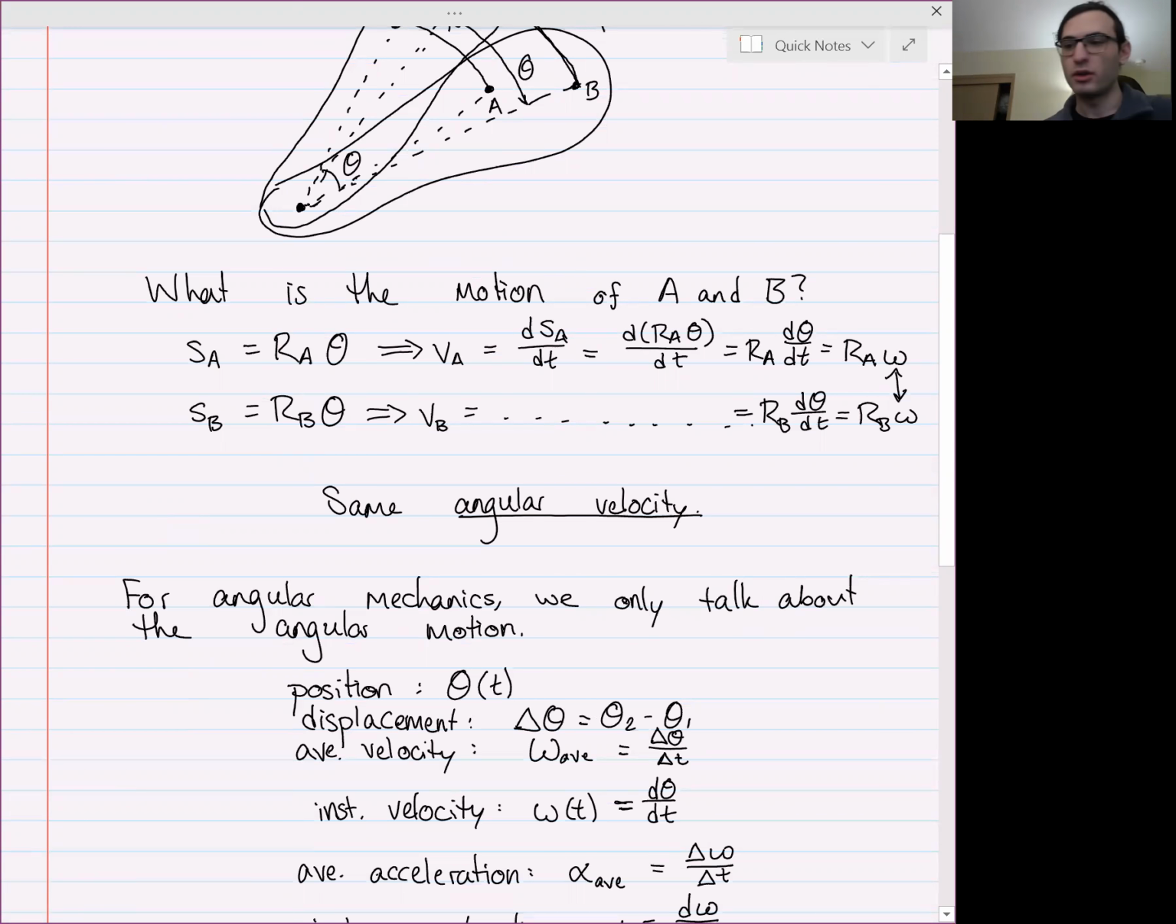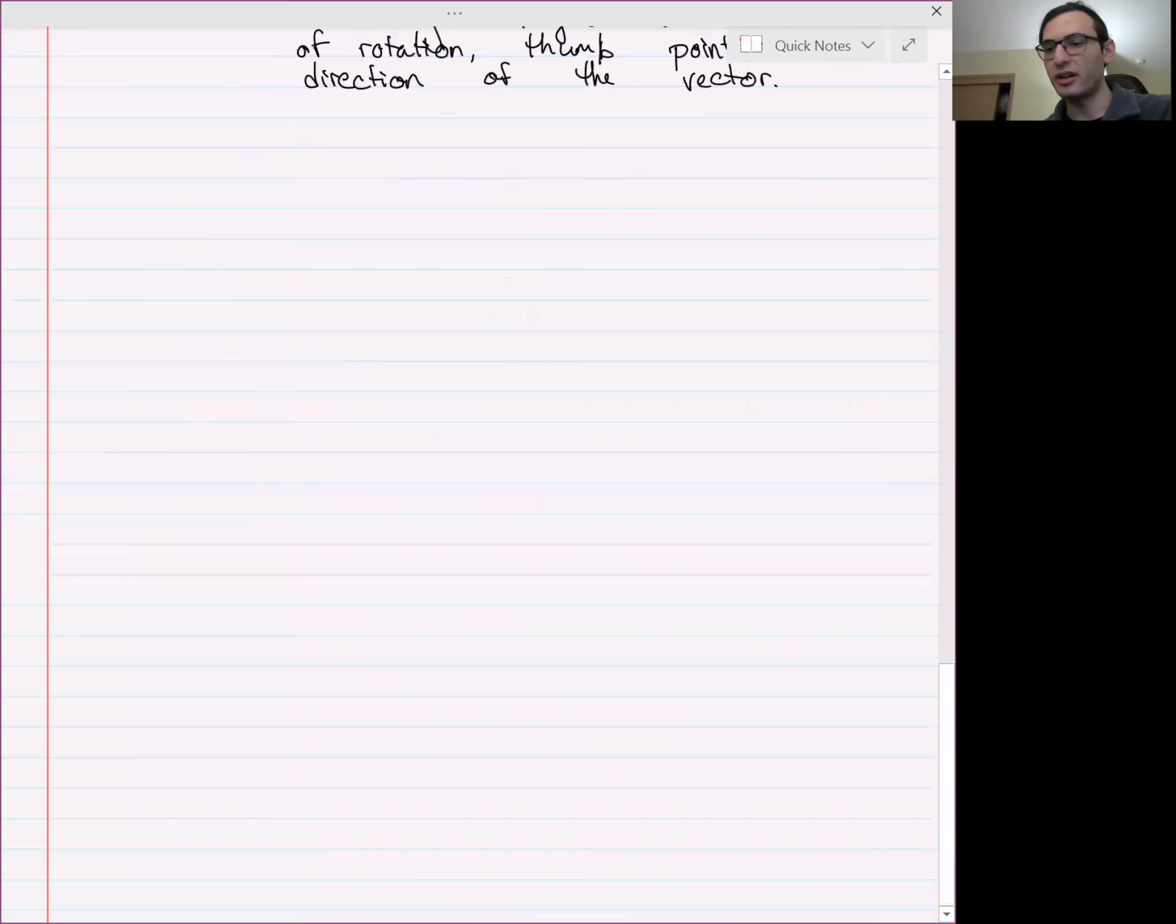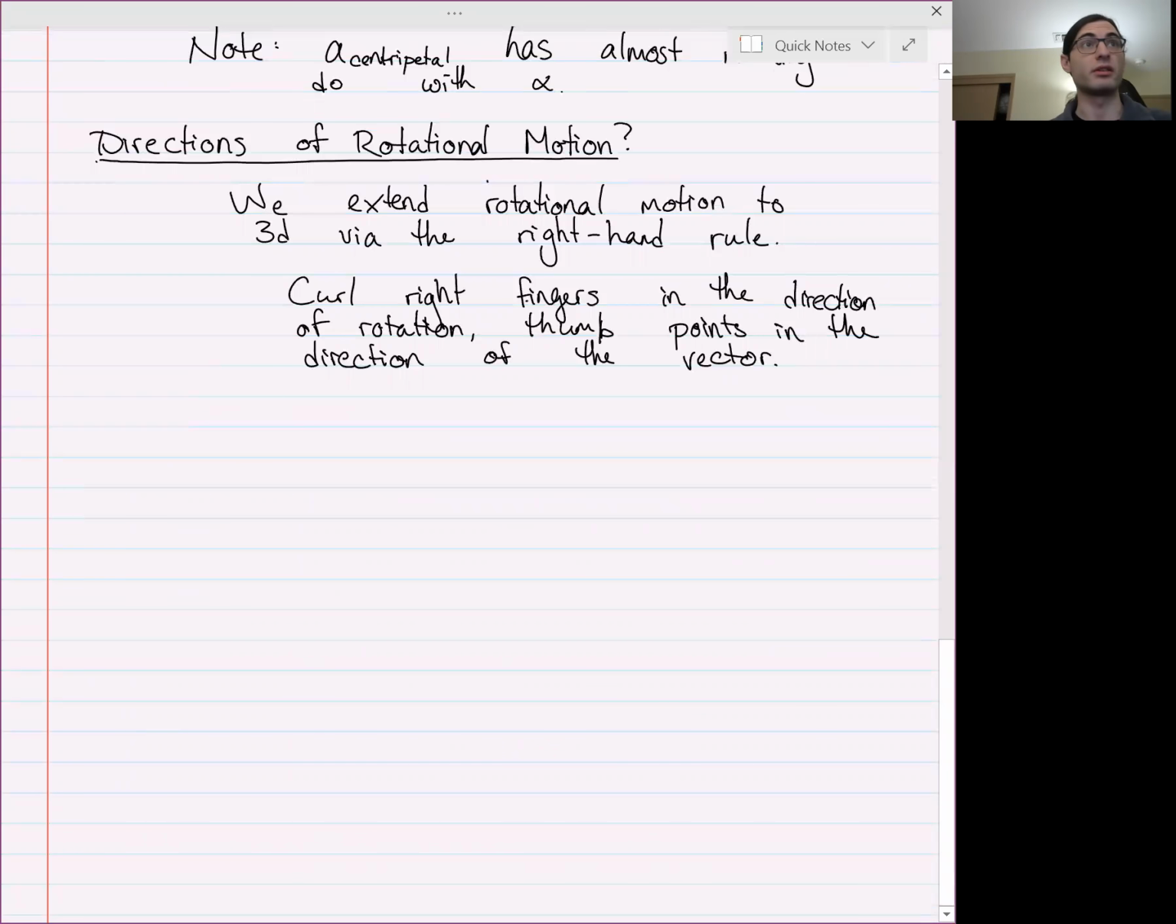Right, so rotational kinematics is easy. Let's talk about rotational dynamics.